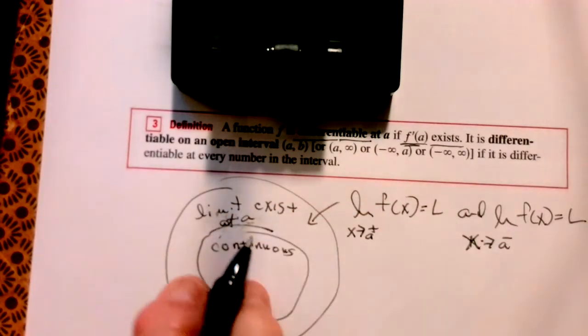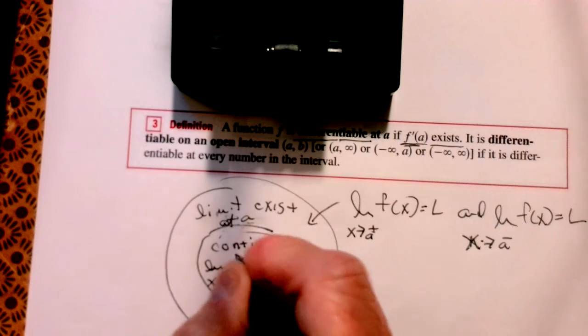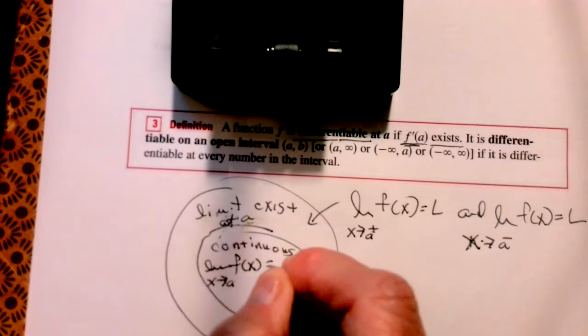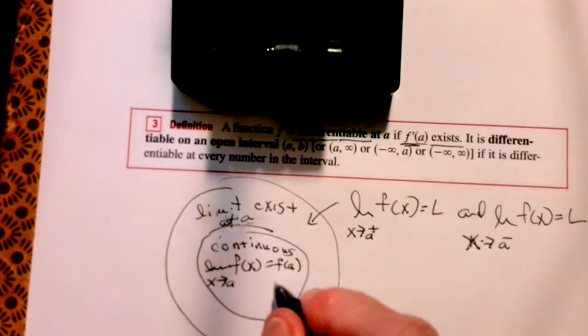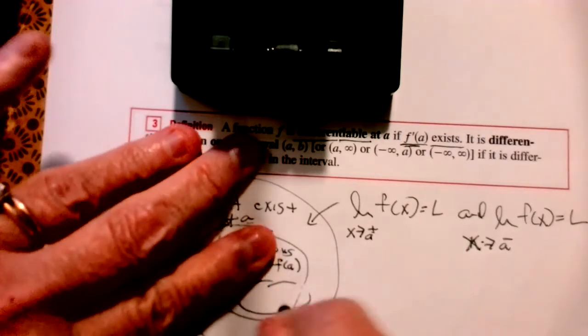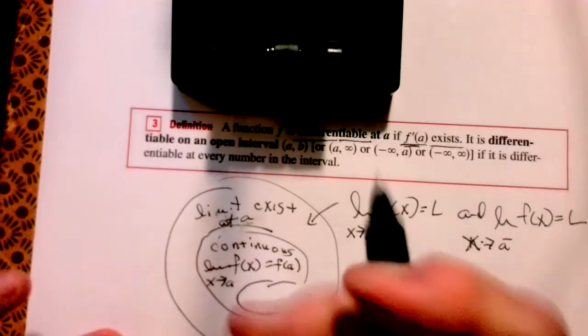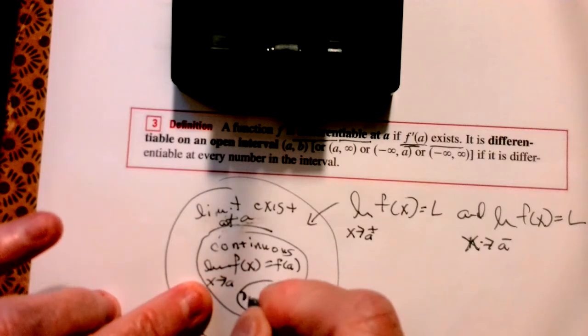Now, to be continuous, it has to be more than that. It has to be that the limit as x approaches a of f of x equals f of a. That implies that the limit exists and the function is defined and that they're the same thing. Now, there's an even smaller set that's a subset of continuous. Let me make it look like a subset of continuous. And this is differentiable.